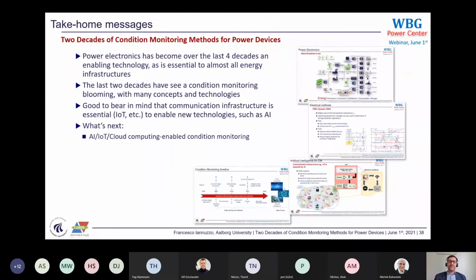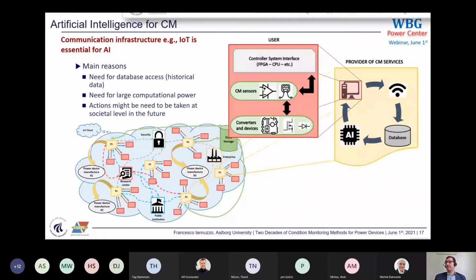It is good to bear in mind that communication infrastructure is essential. So you may remember this picture, when I pointed out that, yes, you do condition monitoring, that's very good. You monitor the state of health of your power electronics. This is very good, but then what you do with this information, you need to process it sooner or later. So you need to embed this into a bigger and even bigger infrastructure, which is basically spreading at system level.